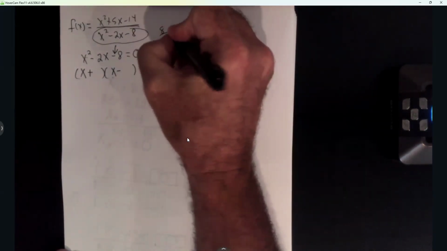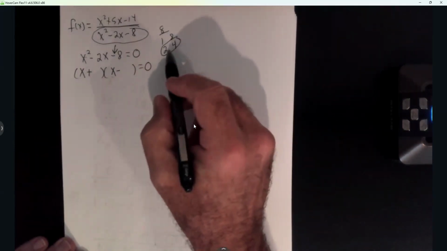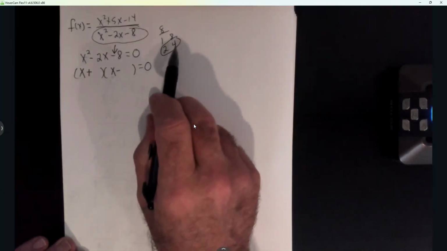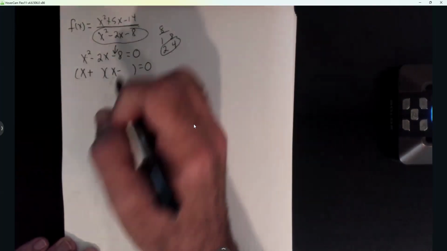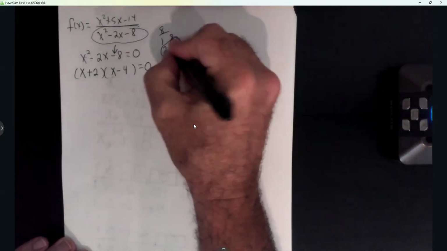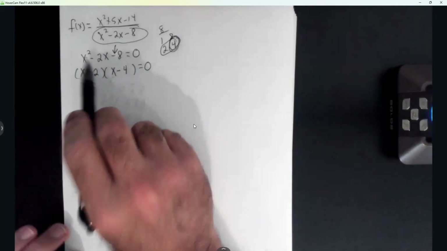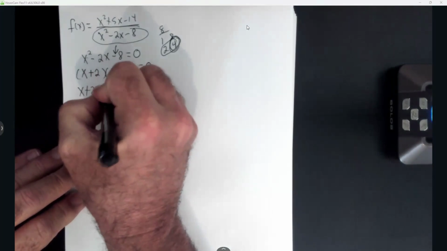So 8 is 1 times 8 and 2 times 4. So the ones that will give me a 2 is 4 minus 2, okay? Now what you do, the larger factor, 4, will have the same sign as the middle. So the 4 will be negative and the 2 will be positive. Remember, the larger factor always has the same sign as the middle, okay? Now, y'all, I'll show you how you can factor this also on a calculator.